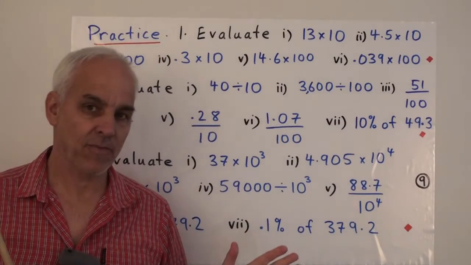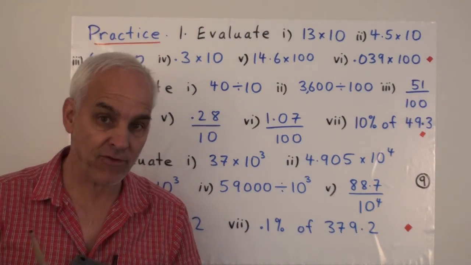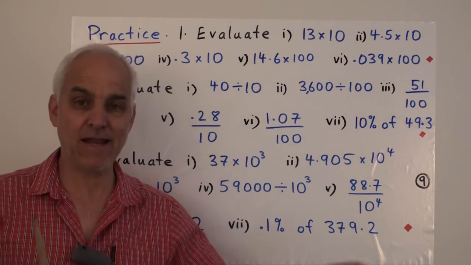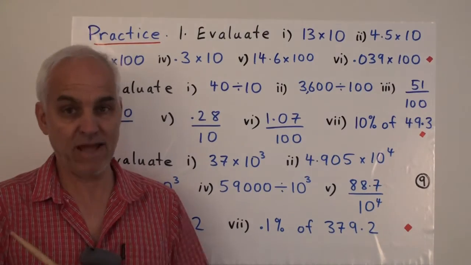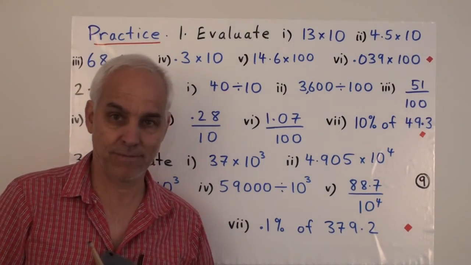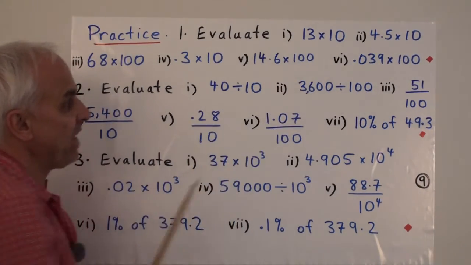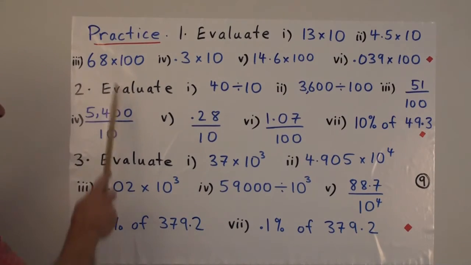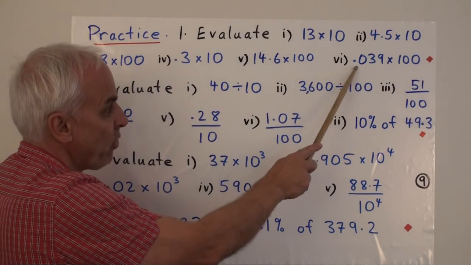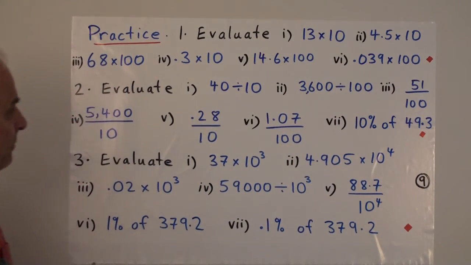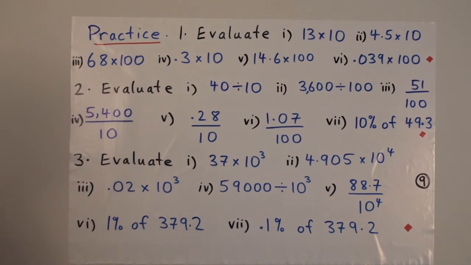Alright, so some practice. And, very important, what are we going to do with our calculators while we're doing this practice? We're going to put them away. Unnecessary. Paper and pen, or paper and pencil, and eraser. It's the best combination. Evaluate 13 times 10, 4.5 times 10, 68 times 100, 0.3 times 10, 14.6 times 100, 0.039 times 100. Simple questions just involving multiplying by 10 and 100 to get us going.